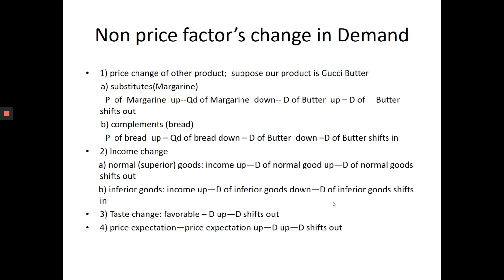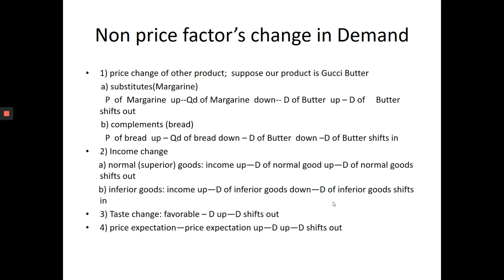Let's begin. When the price of another product changes, suppose our main product is butter, then there are two types of other products. One, a substitute, so butter against margarine. According to the definition of a substitute product, between butter and margarine, you may need either one because one product can easily replace the other for the same needs.